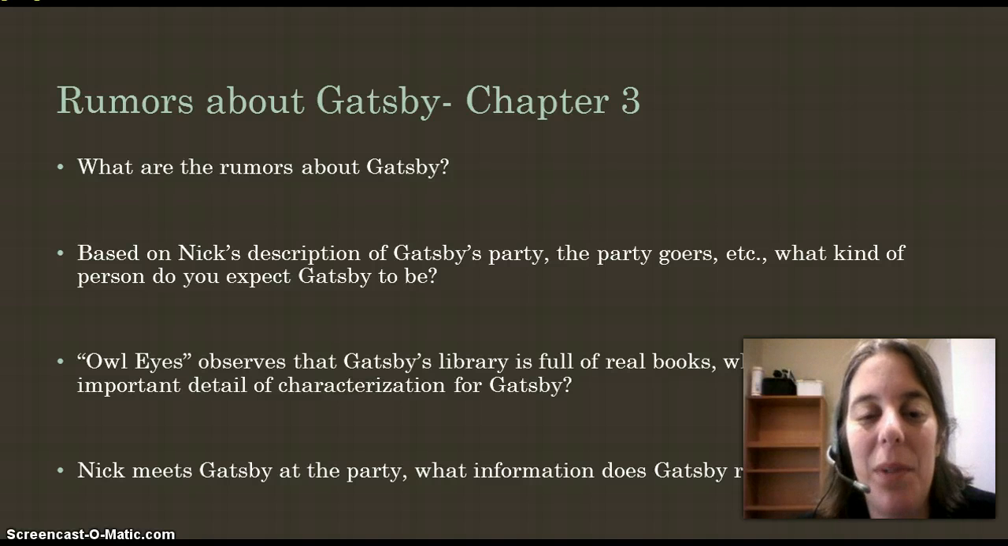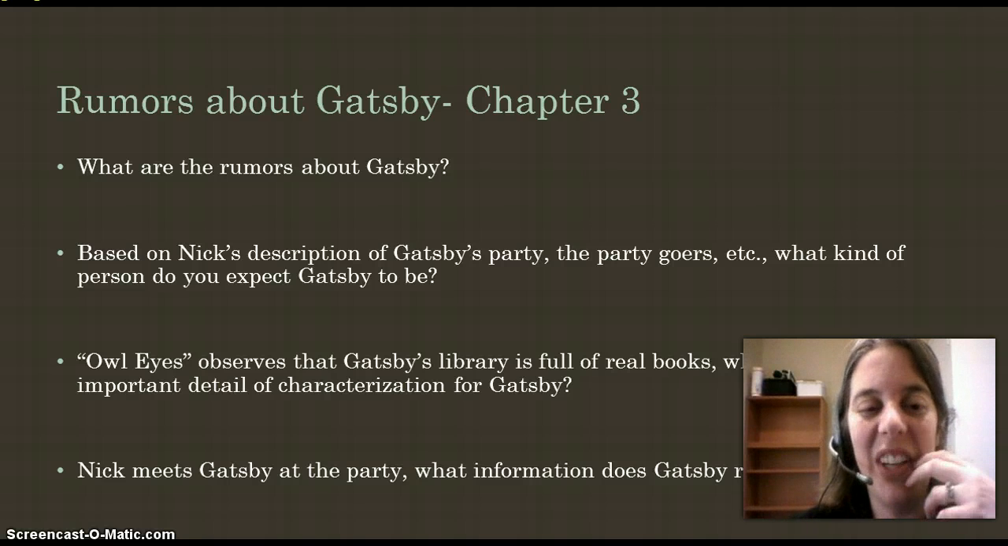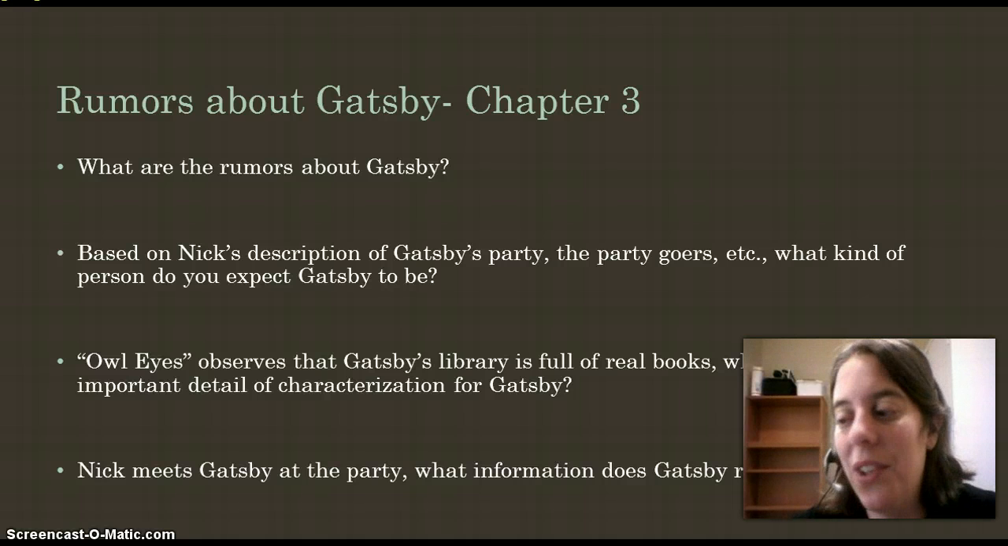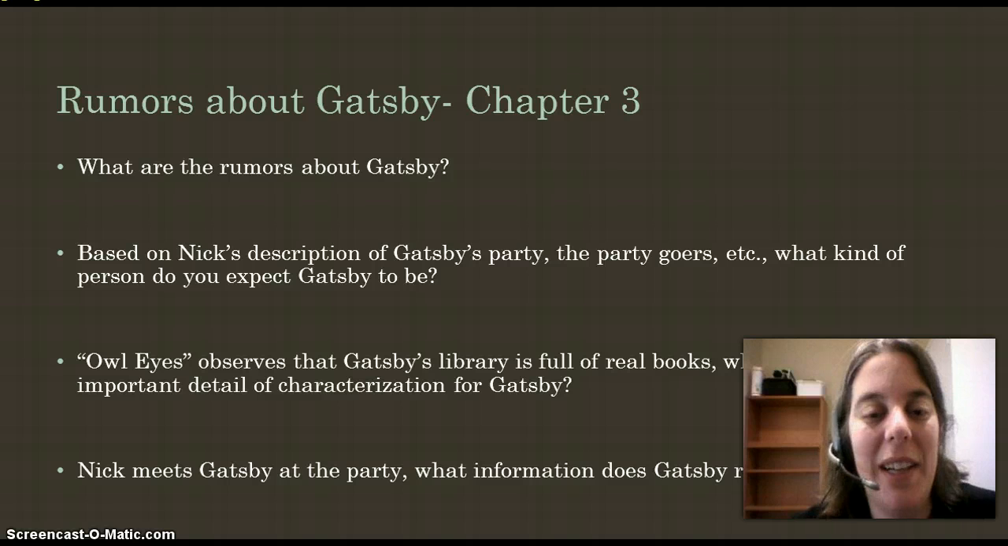The party is so bombastic and fantastic. Personally, I expect someone who is just out there, completely wild and crazy, to be hosting it. But that is not the case. Gatsby's very reserved, isn't drinking. So the kind of party that he throws and the kind of person he is seem to be contradictory.